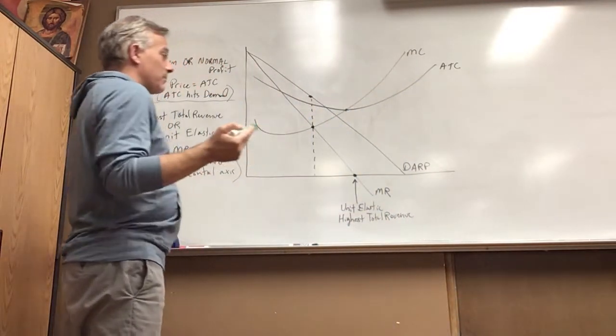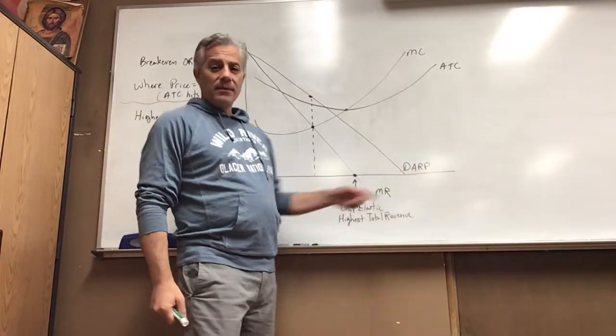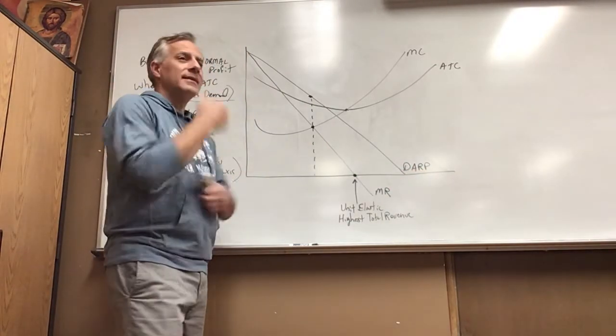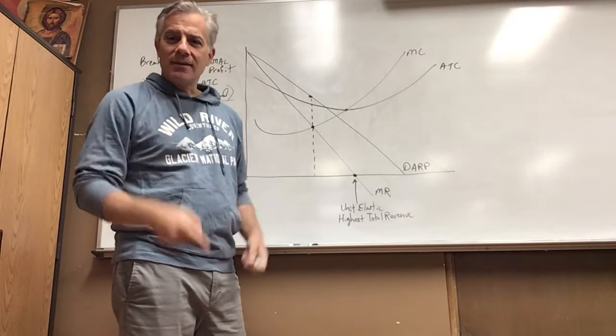So where is price? Well, price is always on the demand curve, or D, AR, P. Okay, and average total cost is, let's see. It would be on the average total cost curve.